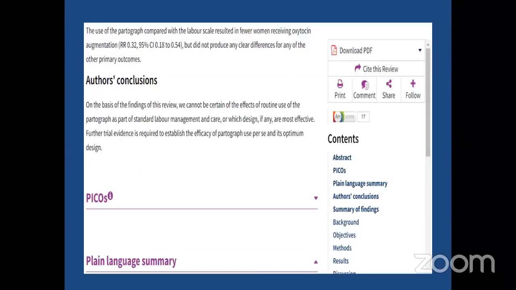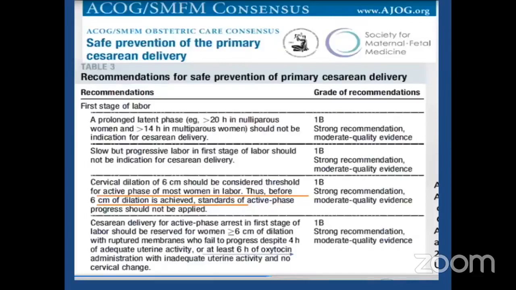So the authors' conclusion was that on the basis of the findings, we cannot be certain whether the use of partograph actually enhances the well-being of the mother and the baby. So that was the conclusion. And they advise that further trials are needed to see whether this partograph is really efficacious. So when all this came, you see, when something happens all over the world simultaneously, many other things happen.